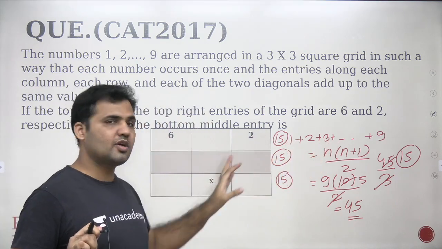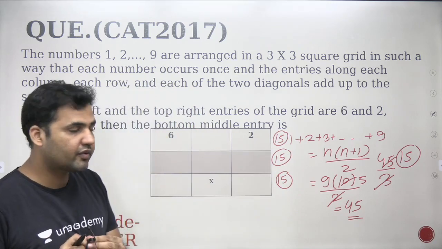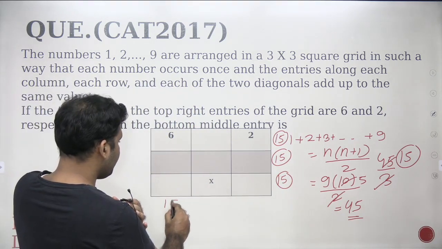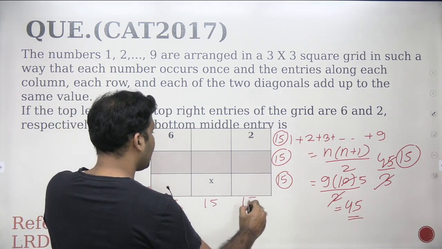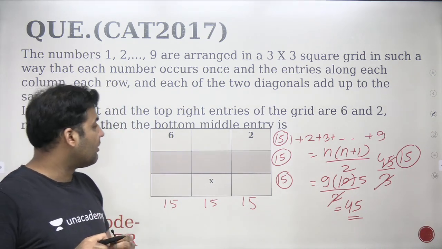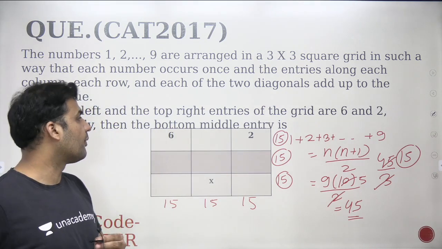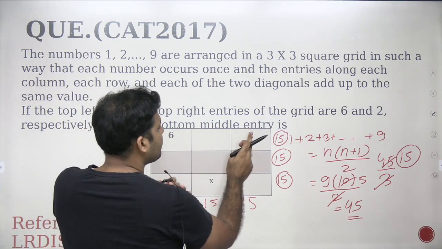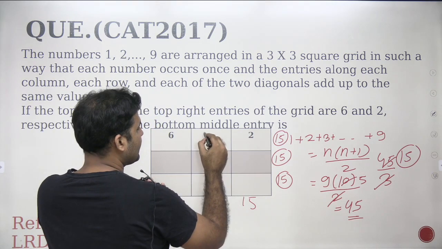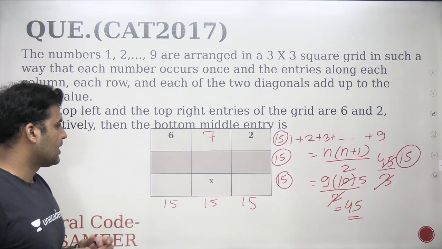So you need to know what total numbers you are using and divide the total equally among 3 parts. Every row will have a value of 15. Every column will have a value of 15 and every diagonal will have a value of 15. The summation of the numbers in the diagonal should also be equal to 15. Now, if this number is 6, this number is 2, the total is 15. So can I say that number has to be 7 here?